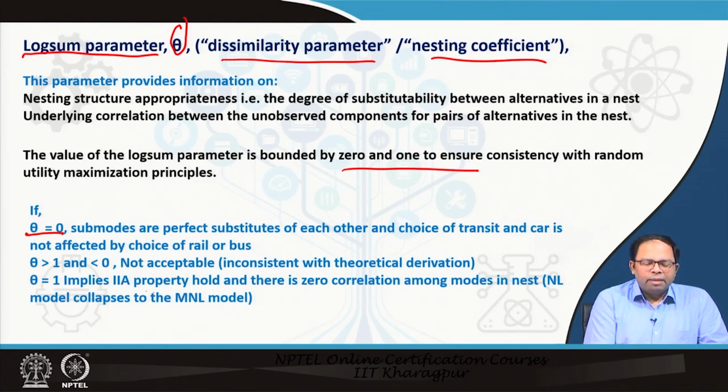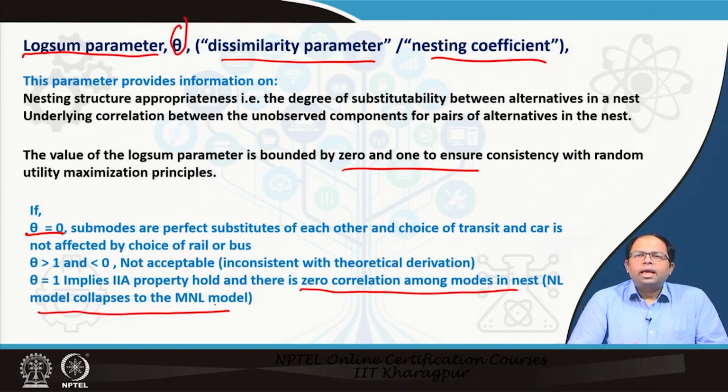Whereas if theta is equal to 1, that implies the IIA property holds, and there is 0 correlation among the modes in the nest, and the nested logit model collapses to become the MNL model. So, if theta is equal to 1, all the modes have the same importance. We can assume that the IIA property holds true, and the choice between these two modes does not affect the other mode, in that they are not perfect substitutes of each other.